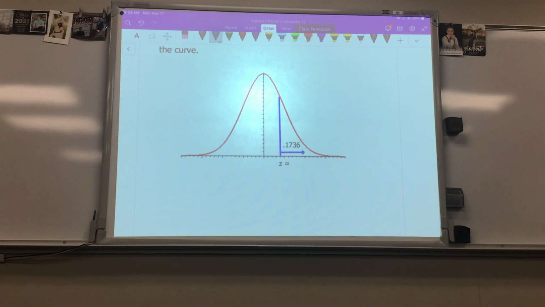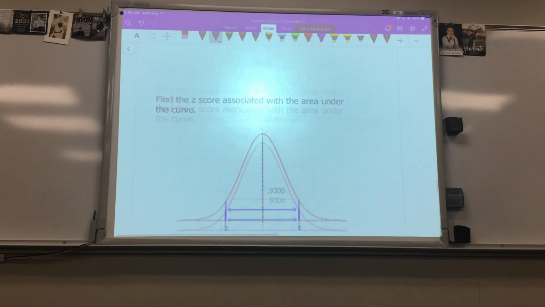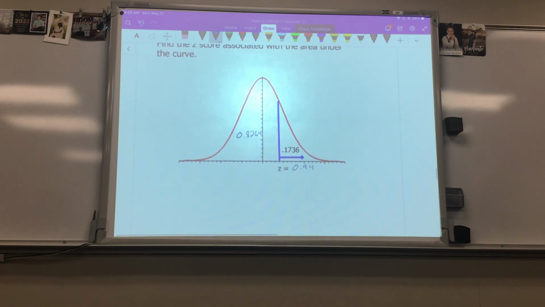Okay, so we need to find that area to the left, right? What's that area to the left? 0.8264. So then that's what we look up, right? 0.8264. What do we get? 1.94. Okay. Questions there? I'm good. Okay.